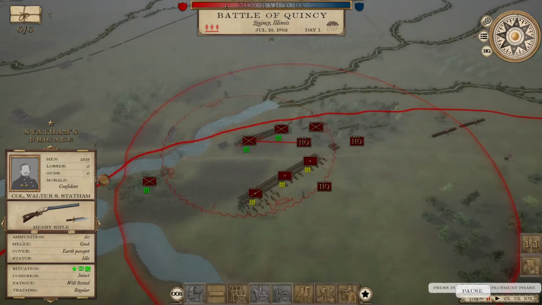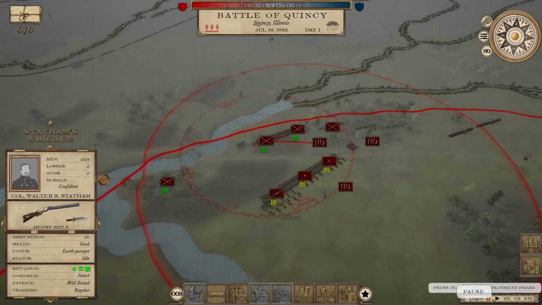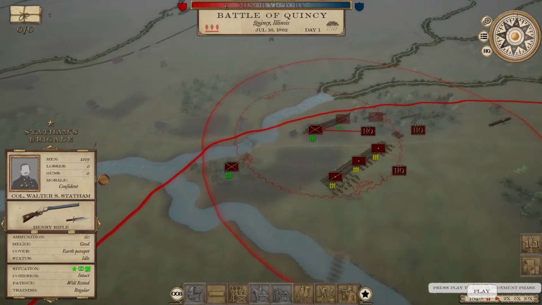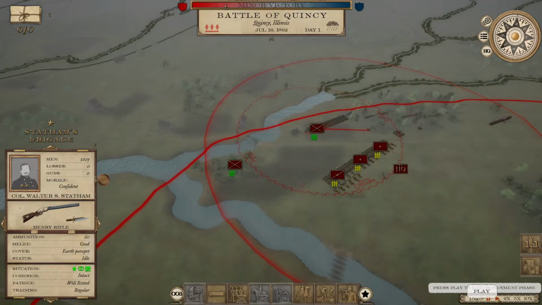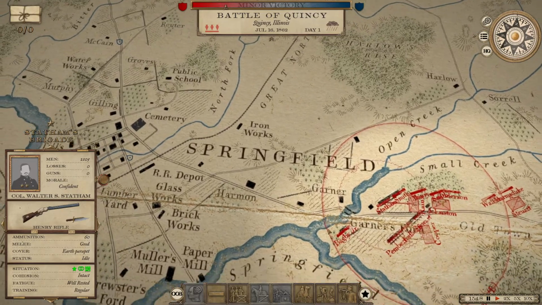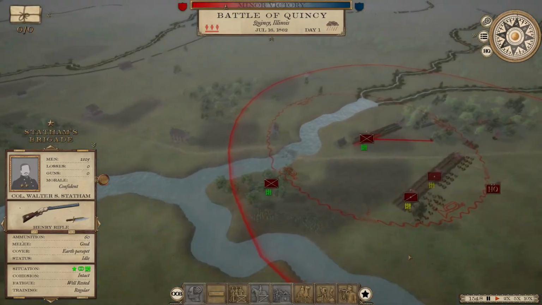In this bottom right-hand corner, it's kind of like your remote at home. You pause, you play regular speed, or you can fast forward at various speeds. So to get out of deployment phase and actually get the battle underway, we'll press play. The battle's going to start. But this is not about battles so much as this is about the infantry.